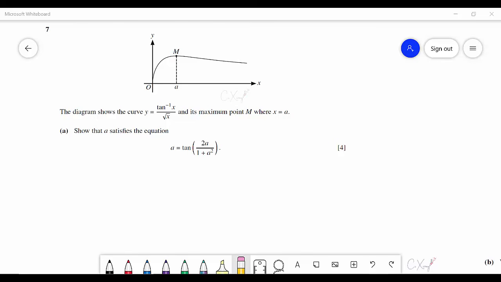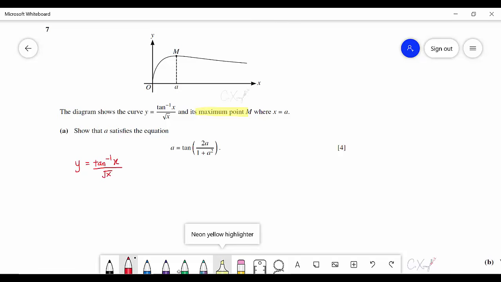Okay, so now we come to question number 7. The diagram shows that you are having this curve and the maximum point is at M, and the x-coordinate for M is actually A. Now they want you to show that A satisfies this equation shown here. So this question is talking about the maximum point. Every time you want to find the maximum point, we need to do the differentiation. We have y equals tangent inverse x divided by square root x.